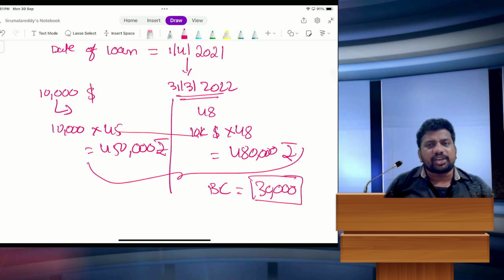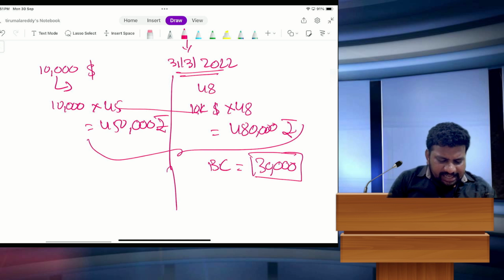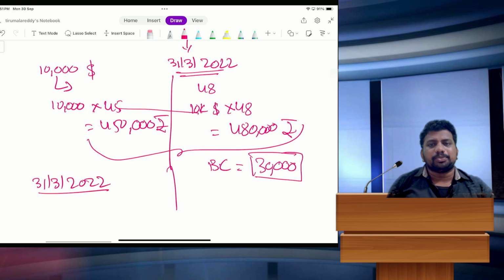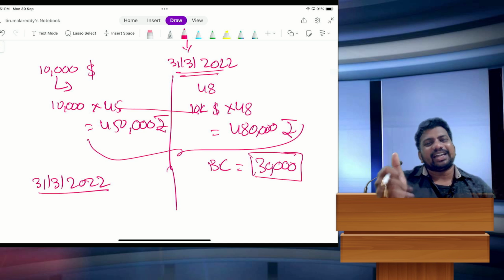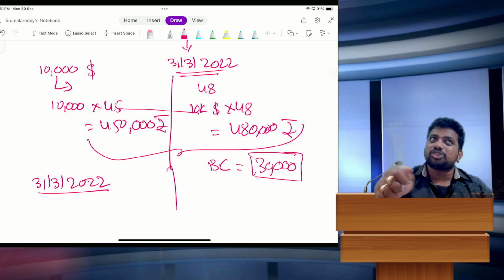Before we come into this 30,000 breakup, let's concentrate on one more point, the principal amount. Now when I reached 31st March 2022, don't you think I have to pay interest to the bank? Obviously I have to pay. So in which currency will I pay? I have taken the loan in US dollars, so I have to pay interest also in US dollars.